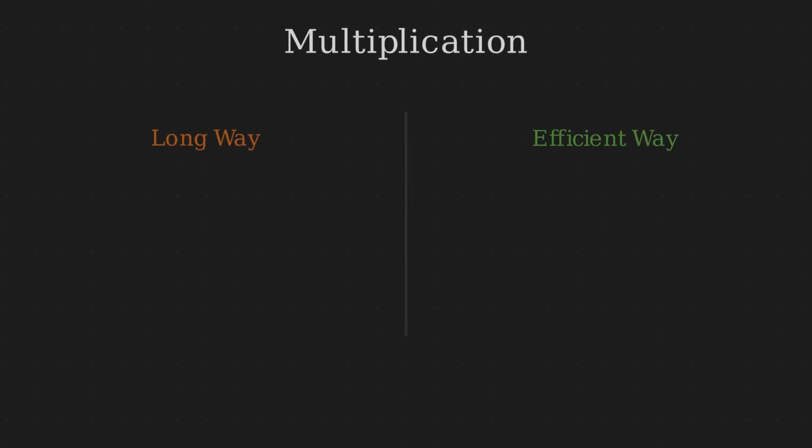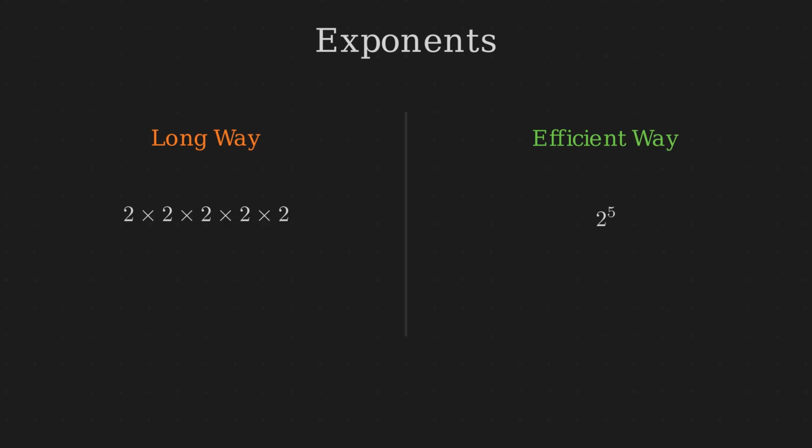Multiplication was created to make repeated addition easier. In the same way, exponents were created to make repeated multiplication easier. Instead of writing 2 times 2 5 times, we simply write 2 to the power of 5. But what if we already know the result of that repeated multiplication and we want to find the original number? That is exactly the problem square roots solve.